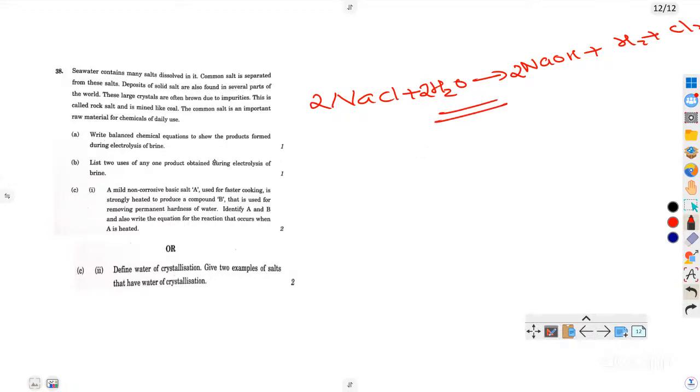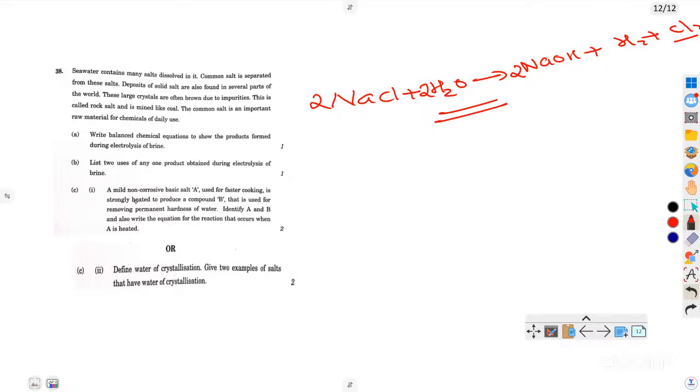Yes, correct. Okay, list two uses of any one product obtained during the electrolysis of brine. So you can take NaOH, or you can take Cl2. Cl2 is used to prepare bleaching powder and also as a disinfectant. Like in rayon industry, some textile industries. Okay, you can take any of the products.